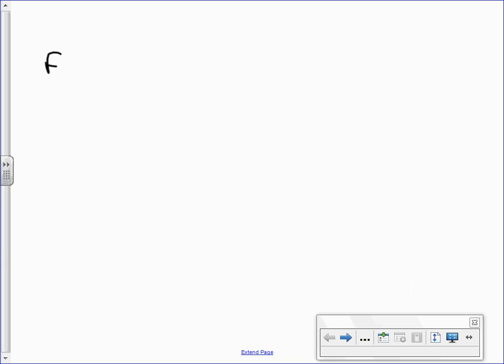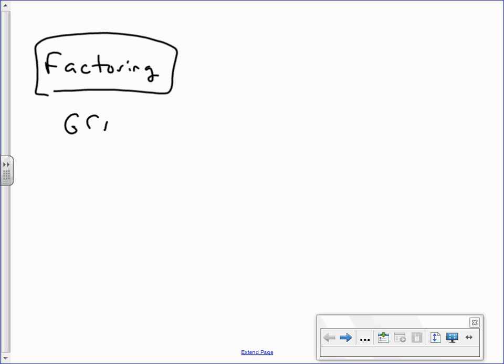So the first kind of factoring that we're going to do is called GCF, or factoring out the greatest common factor. And it's usually not very hard, so let me just give you a couple of quick examples.